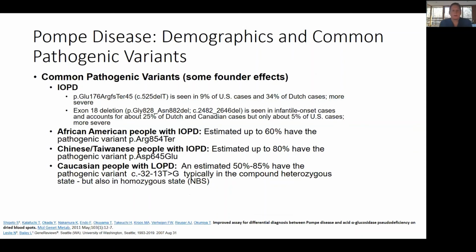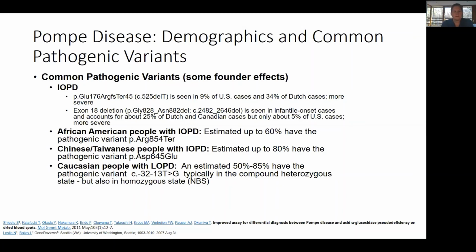So when we're talking about Pompe disease, the demographics and the common pathogenic variants, there are some common variants depending on the background. And in infantile Pompe, there's a variant here that's seen in about 9% of US cases and 34% of Dutch cases, and it's thought to be more severe. There's an exon 18 deletion here seen in infantile onset cases and accounts for about 25% of Dutch and Canadian cases, but only about 5% of US cases.